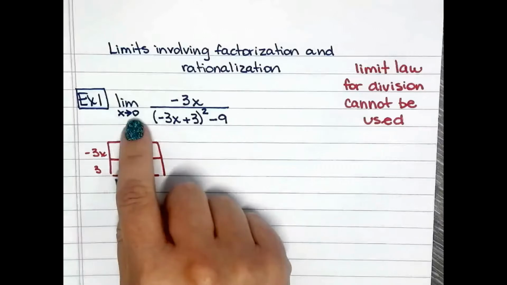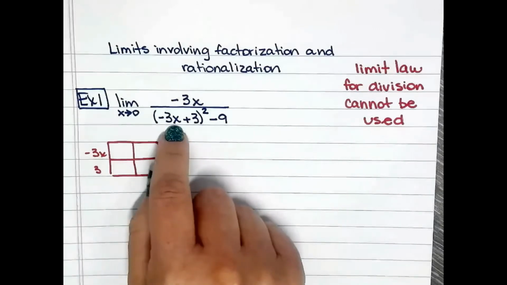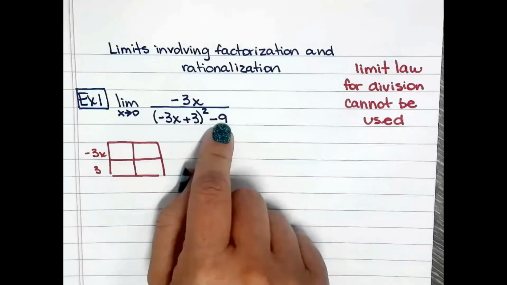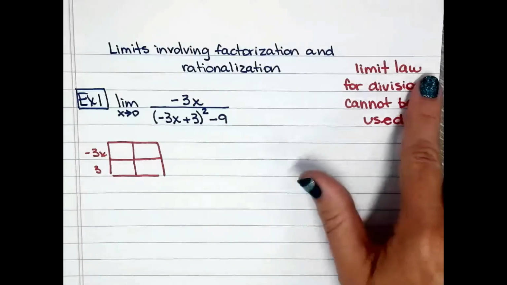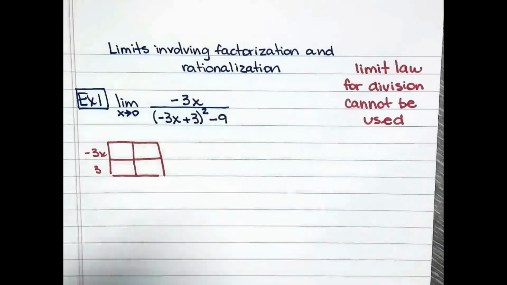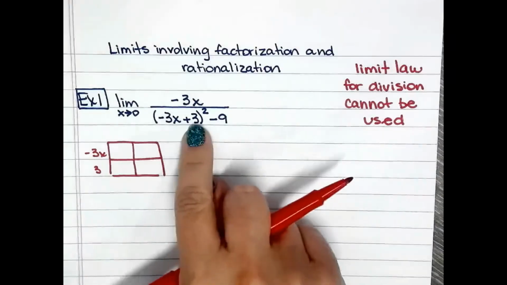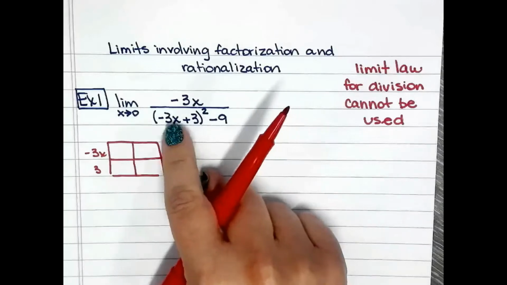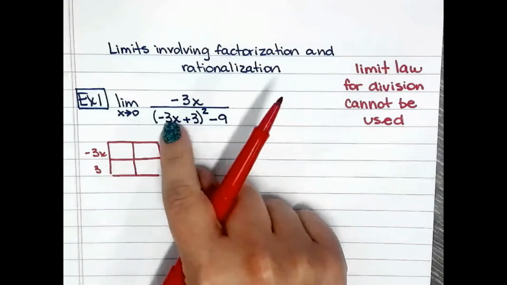Why not? When you put the 0 in for x right there, that will give you a 0 in the denominator. That's why you cannot use the limit law for division in these notes for today. But other than that, you would be able to unless you get a 0. Okay? So the first thing we need to do is expand this binomial right there.